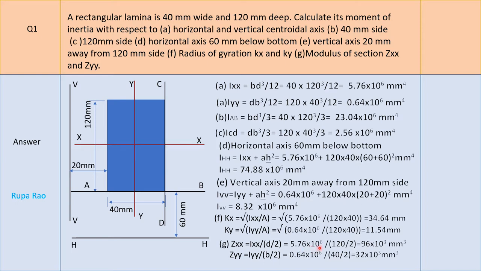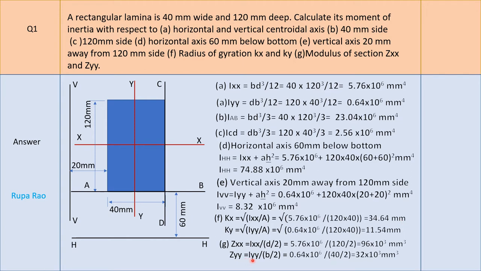IXX is 5.76 exponential 6 divided by bracket open 120 divided by 2 bracket close, or you can directly write it as 60. So take the calculator in your hand and do the calculations. 5.76 exponential 6 divided by bracket open 120 divided by 2 bracket close is equal to. You will get the answer 96 into 10 raised to 3 mm cube. The unit for ZXX is mm cube, and for kx and ky it is mm.